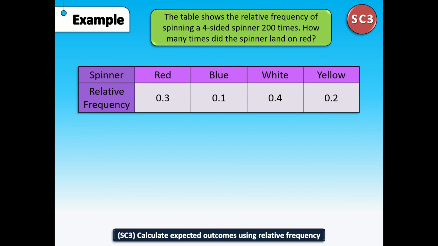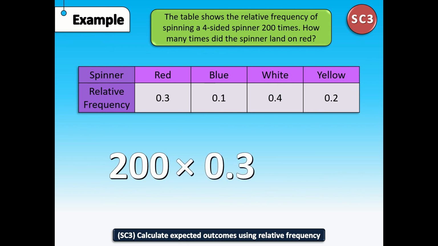So the table shows the relative frequency of spinning a four-sided spinner 200 times. How many times did the spinner land on red? So to work this out, we do 200, the amount of times it happened, times by the relative frequency for red. So the spinner was spun on red 60 times.